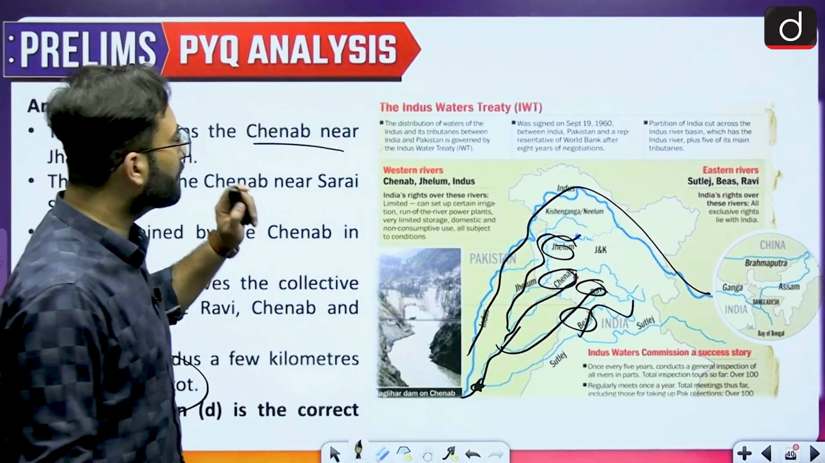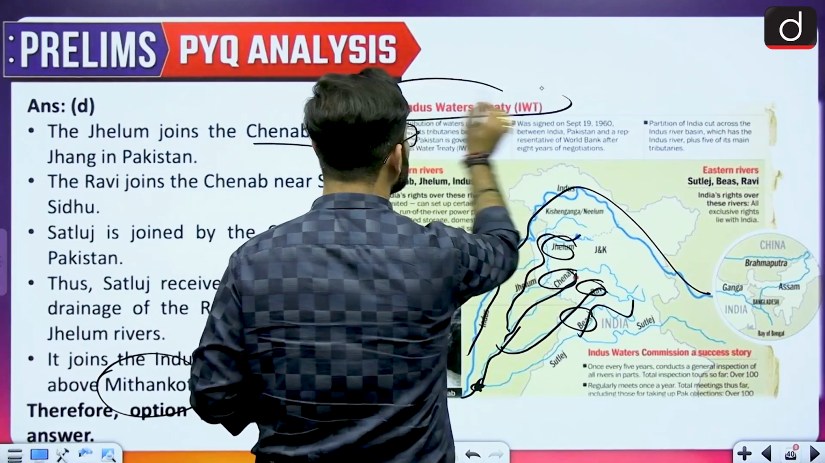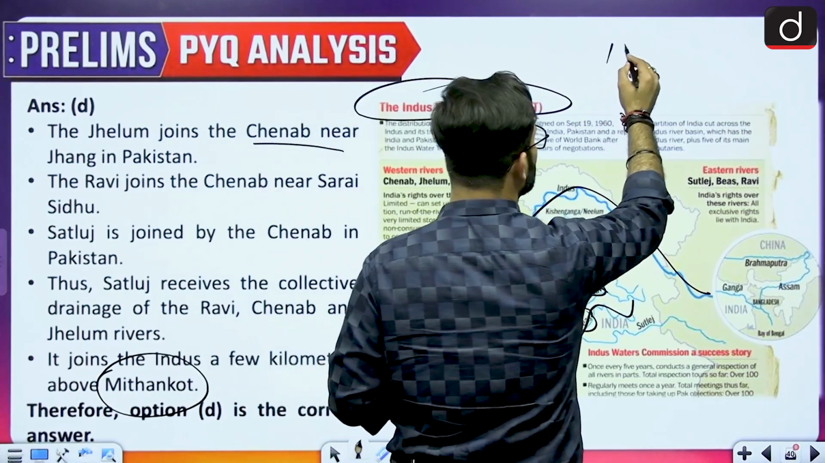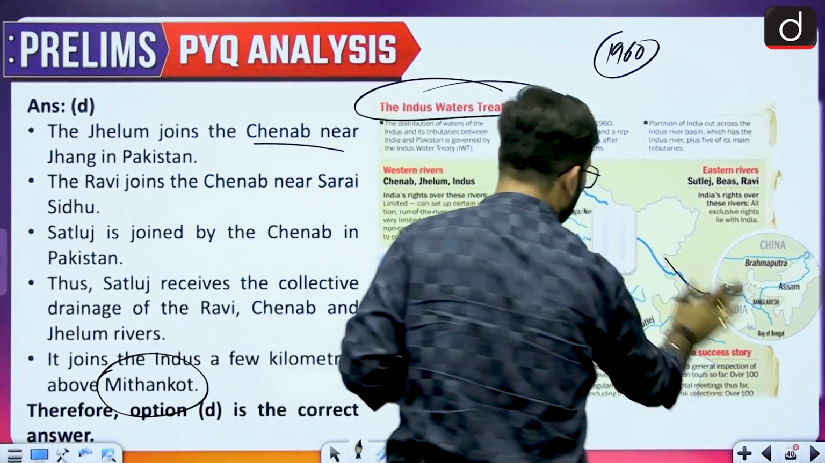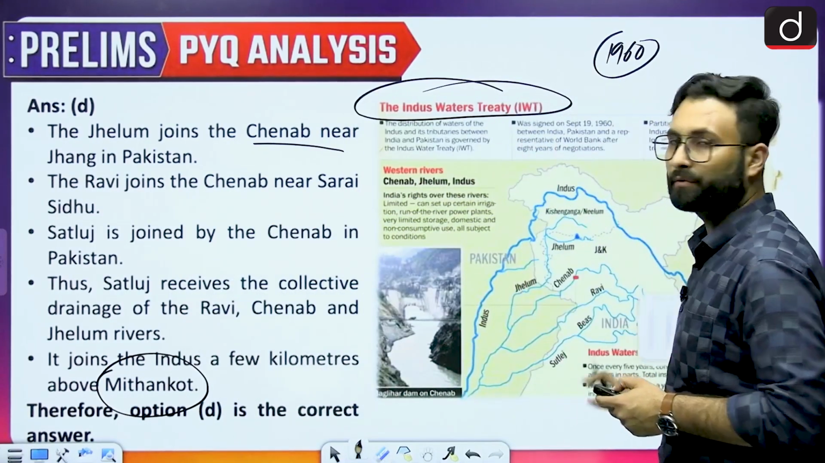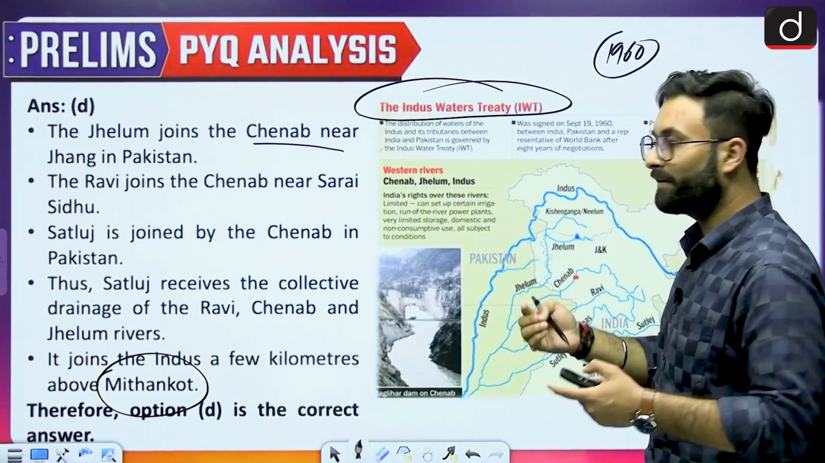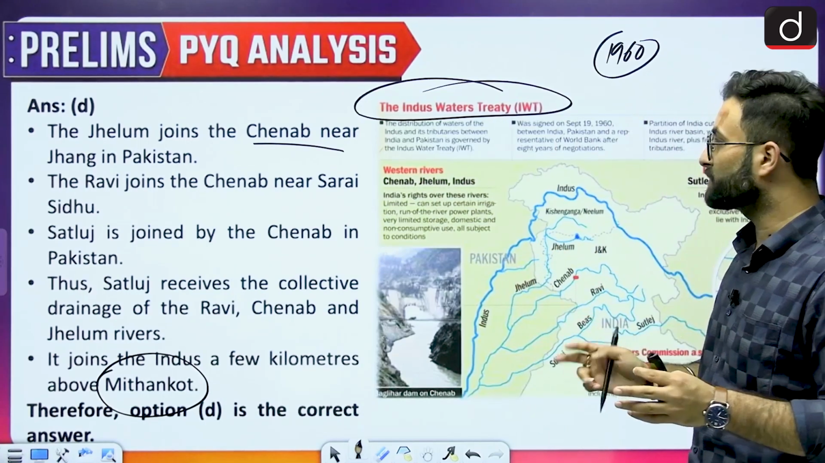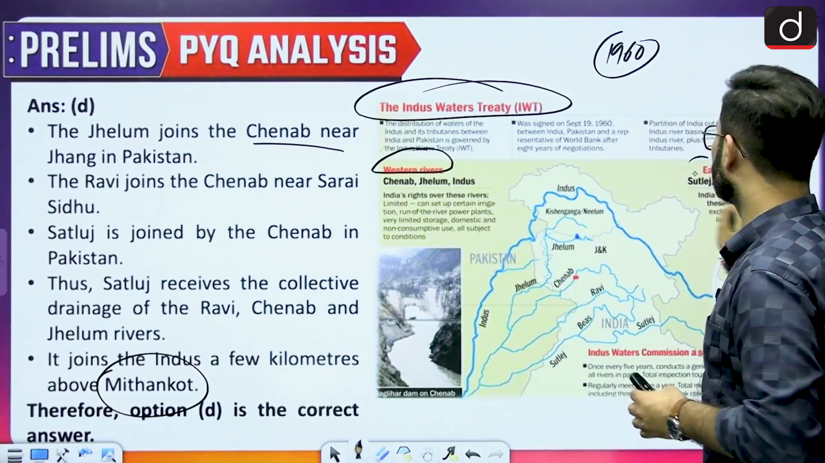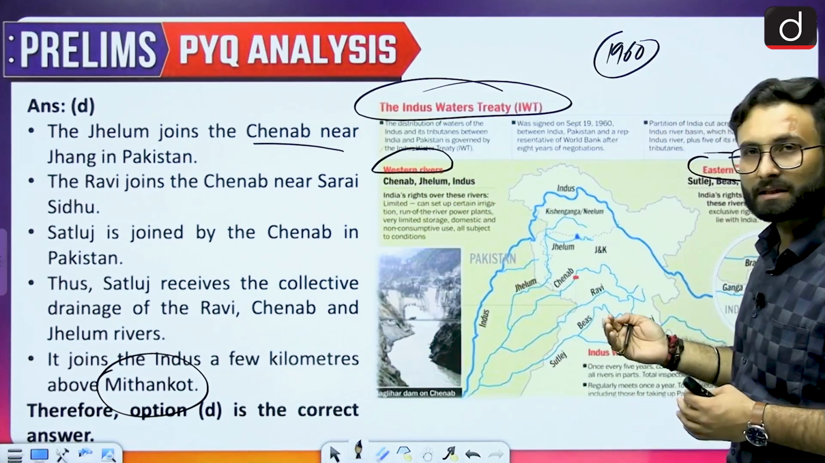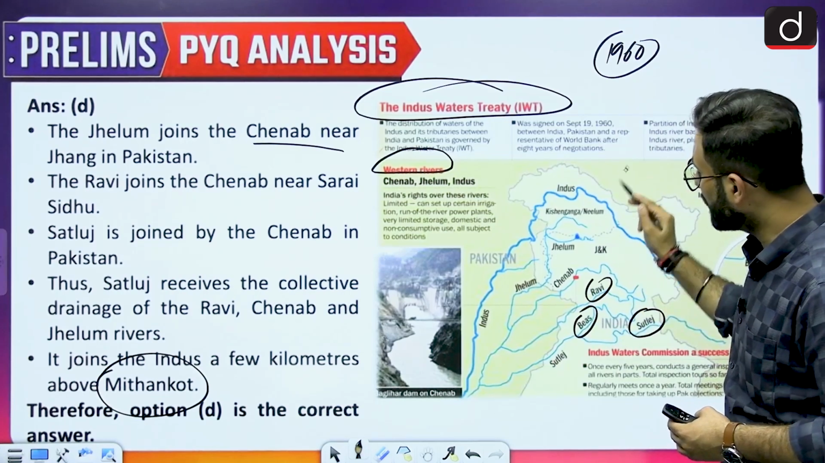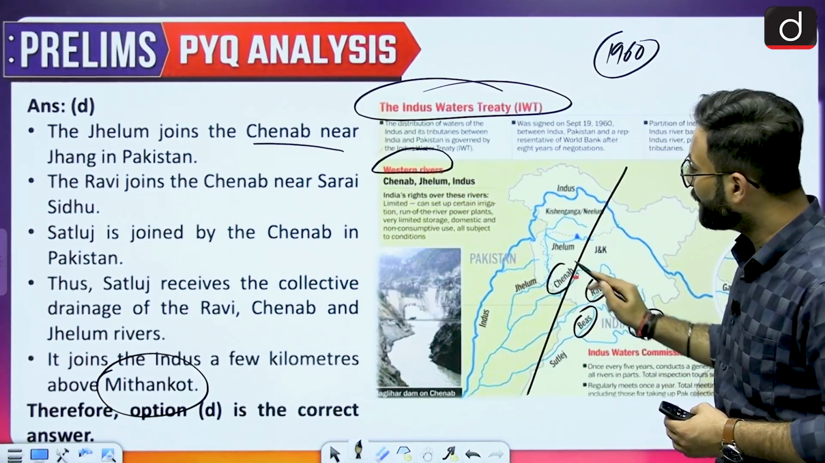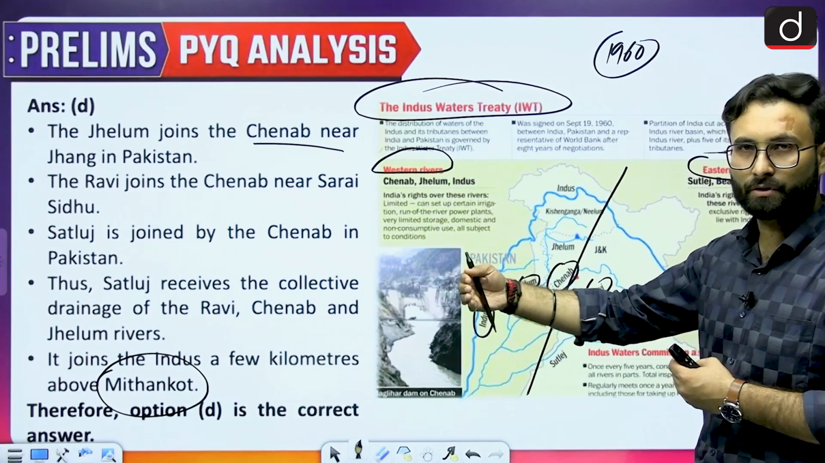Now, one more important aspect here is the Indus Water Treaty, which was signed in 1960 between India and Pakistan, and there was a division between India and Pakistan of these rivers and how the water of these rivers will be used. So they have divided the river system into two parts, the western rivers and the eastern rivers. The eastern rivers are Satluj, Beas and Ravi, and this is the division over here. Chenab, Jhelum and Indus are the western rivers.